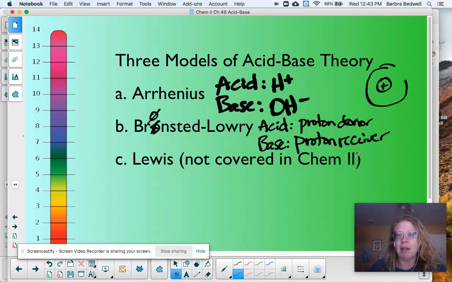So the Bronsted-Lowry model is more of an extension of Arrhenius's model. It doesn't mean that Arrhenius's model is incorrect, not at all. It just adds to it and generalizes it a bit more to cover more cases.